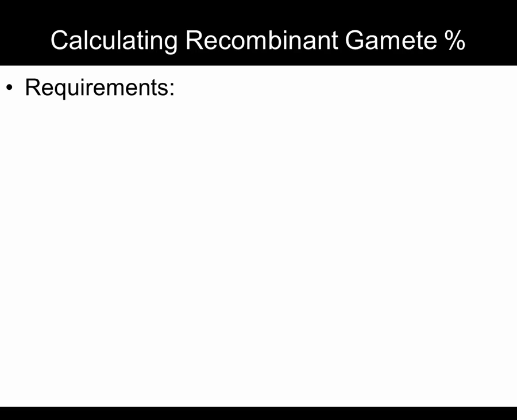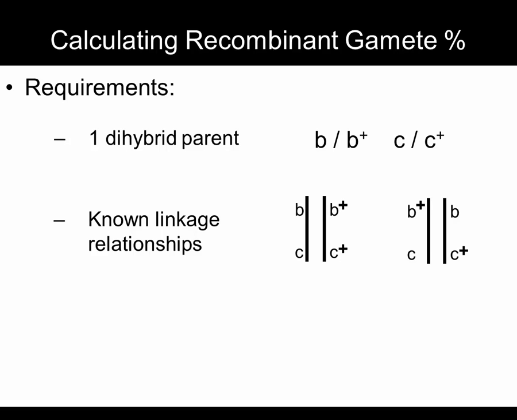To do that, we need several things. We need to start with a dihybrid parent, someone who has one wild type and one mutant allele for both of the two genes you're looking at. We also need to know the linkage relationship. If the wild type allele of each gene is on one chromosome and the mutant's on the other, the genes are said to be in coupling. When each chromosome has one wild type allele and one mutant, the genes are in repulsion.